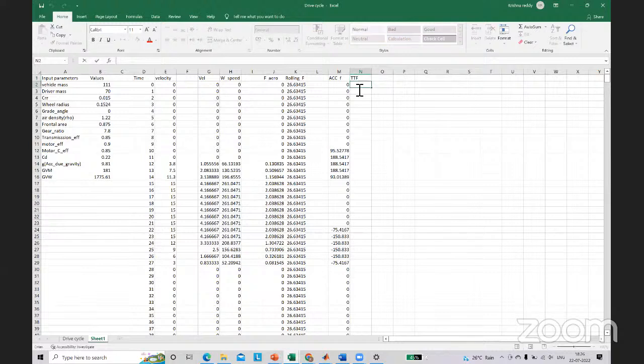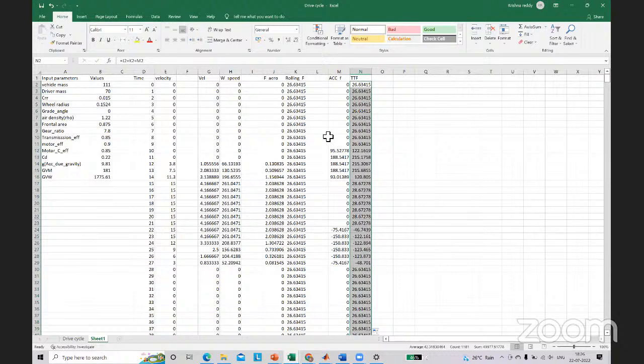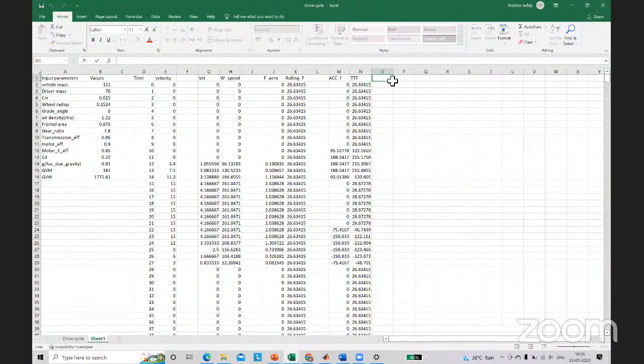For total tractive force, just go on adding all the forces: F aero plus F roll plus acceleration, and press enter. We don't have a gradient, so we just neglected that part. Once you know the total tractive force, you can go for calculating wheel torque and wheel speed. The wheel speed has already been calculated here.